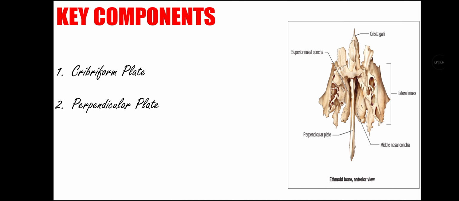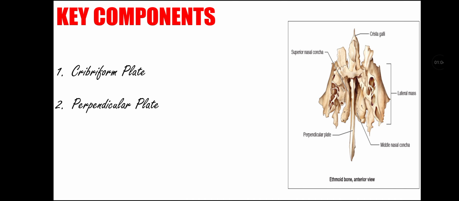Ethmoid bone is a single unpaired bone that occupies a central location at the anterior cranial base. It is characterized by a delicate sponge-like internal structure which is filled with air cells. The ethmoid air cells that are part of paranasal sinus system help reduce the overall weight of skull and contribute to the resonance of voice.